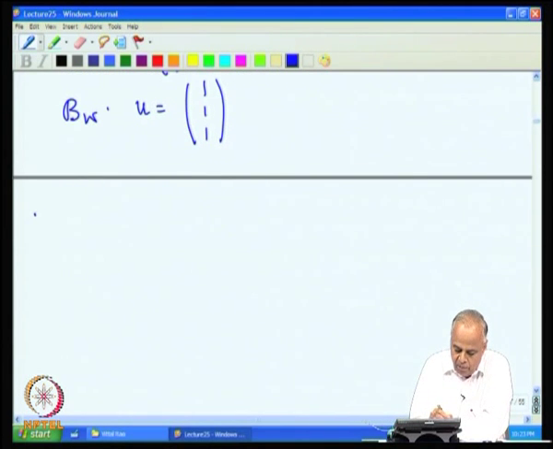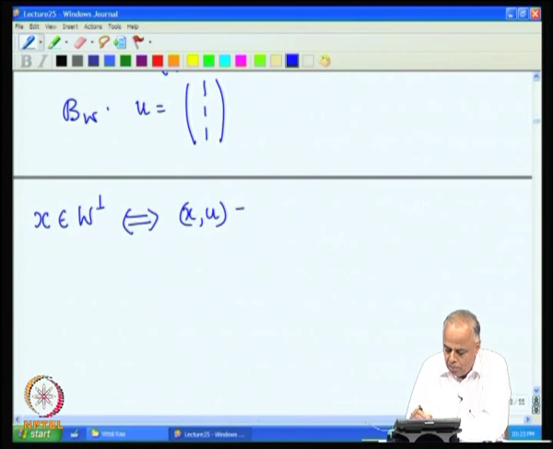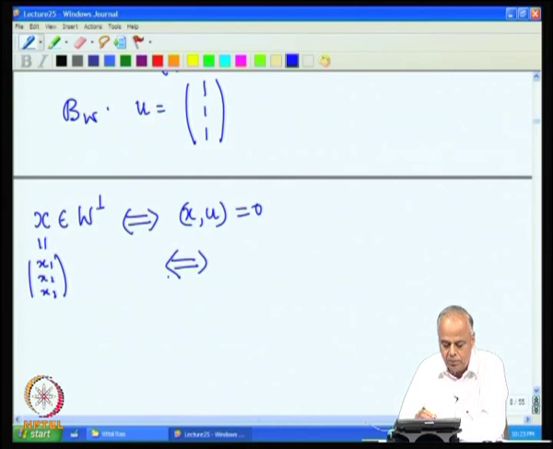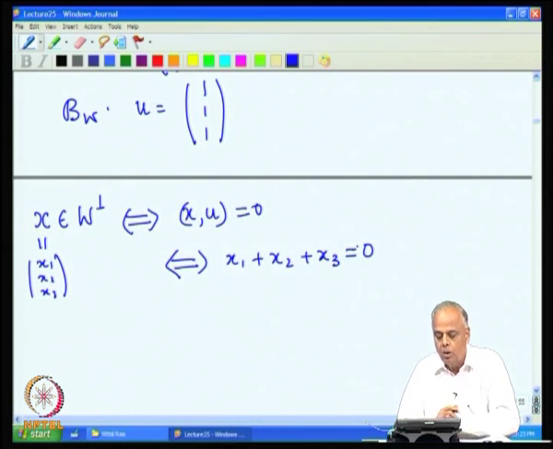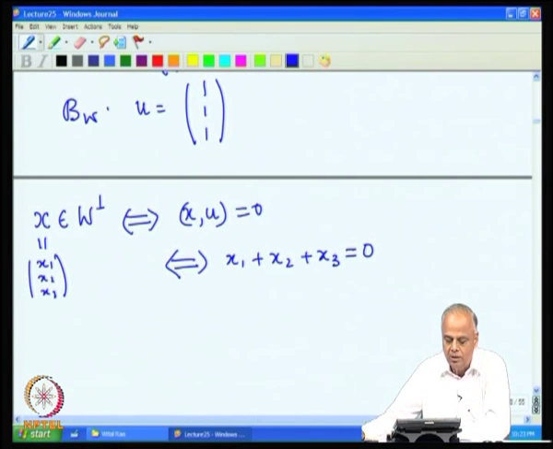Now, therefore, a vector X will belong to W perp if and only if X is orthogonal to the basis vector, and there is only one basis vector. Suppose X is (x1, x2, x3), then this says the dot product between X and U is x1 times 1 plus x2 times 1 plus x3 times 1, that must be 0. So, the only requirement for a vector to qualify to be in W perp is that the sum of its components is 0.